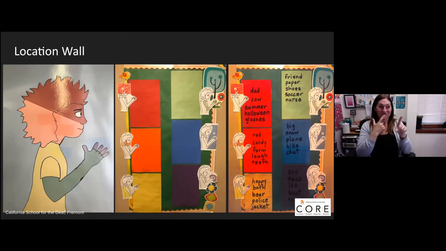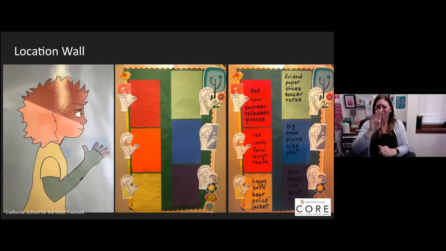So you can see this is color coded: red, orange, yellow, blue, purple. And that is related to where the signs are. Dad, cow, summer, those are all on the forehead. So we group them, and the students are more likely to remember. It's kind of like a word wall.